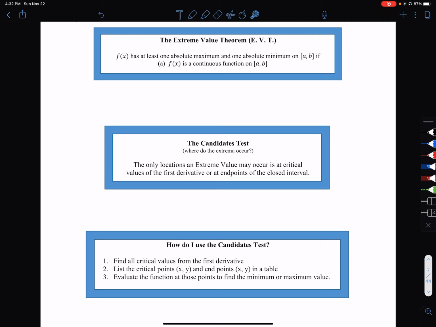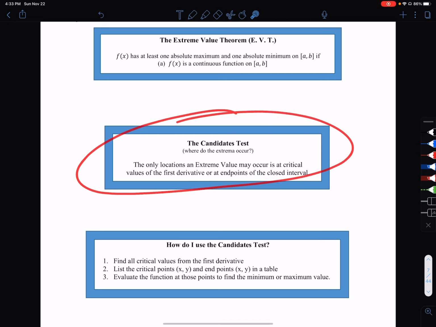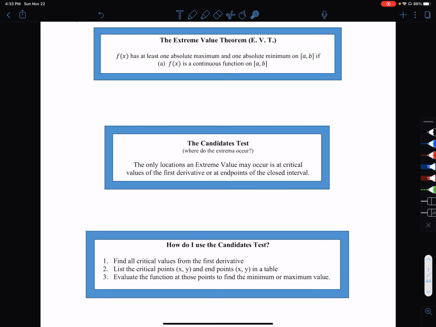The logical question that you might have is, how do you know which of the points on that graph are candidates for being the highest or lowest? Well, lucky for you, we have the candidates test. This tells us where the extrema are going to occur. The only locations an extreme value may occur is at a critical value of the first derivative or at endpoints on the closed interval.